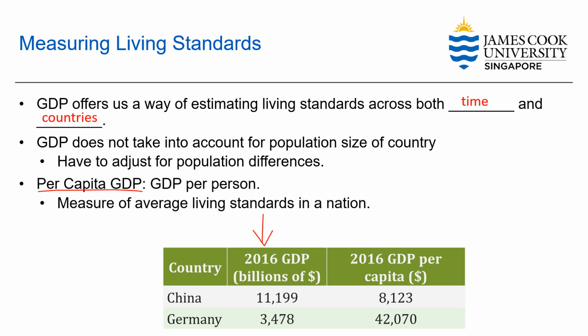From the following table, in the third column, we can see for the two countries, when we calculate the GDP per capita, we could find Germany has a higher GDP per capita than China in 2016, which means in the year 2016, the average living standard in Germany was higher than that in China.